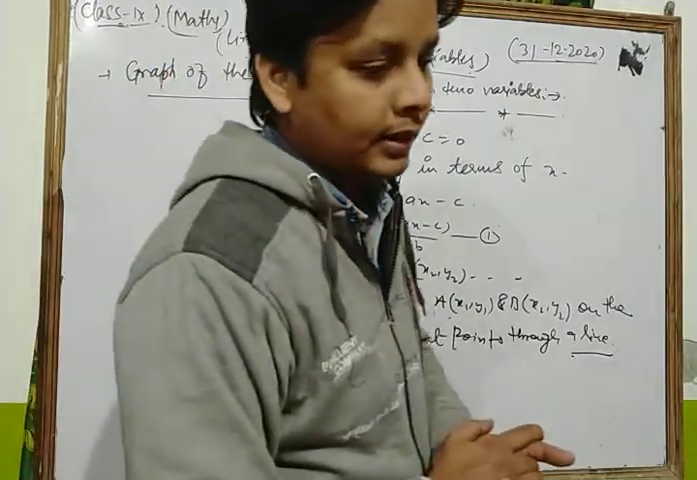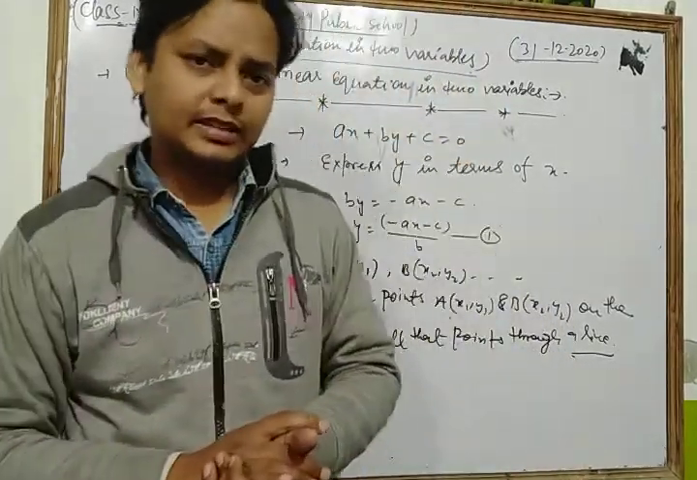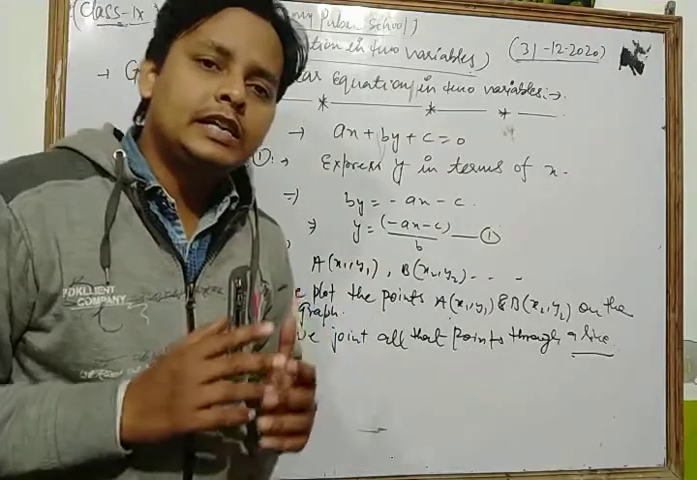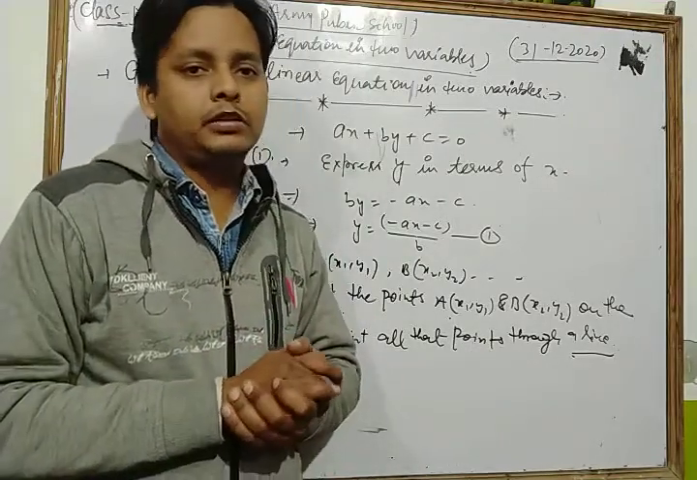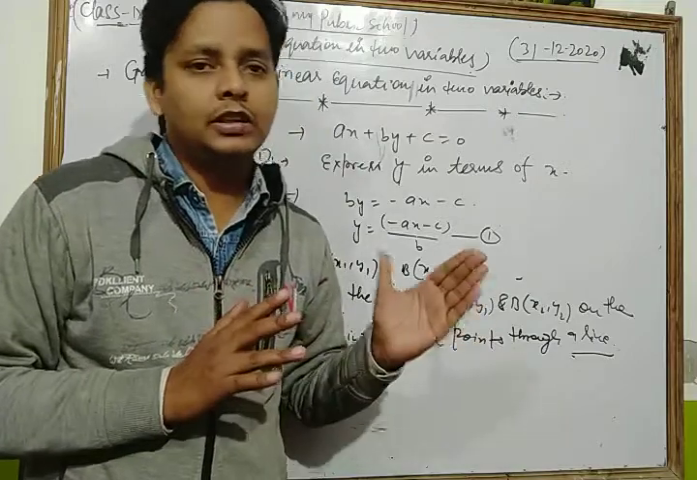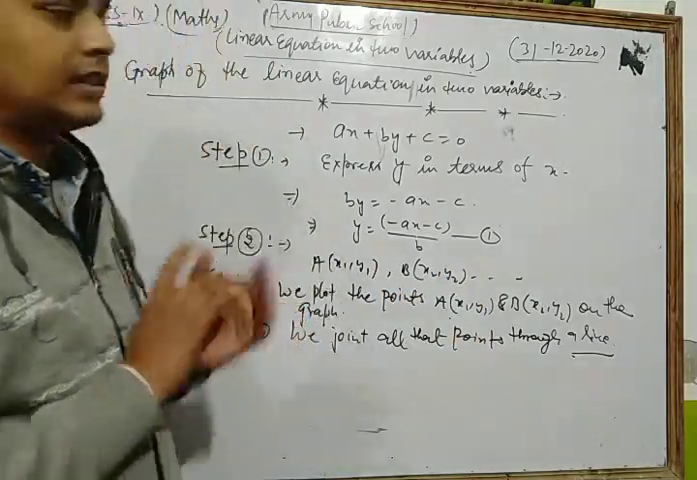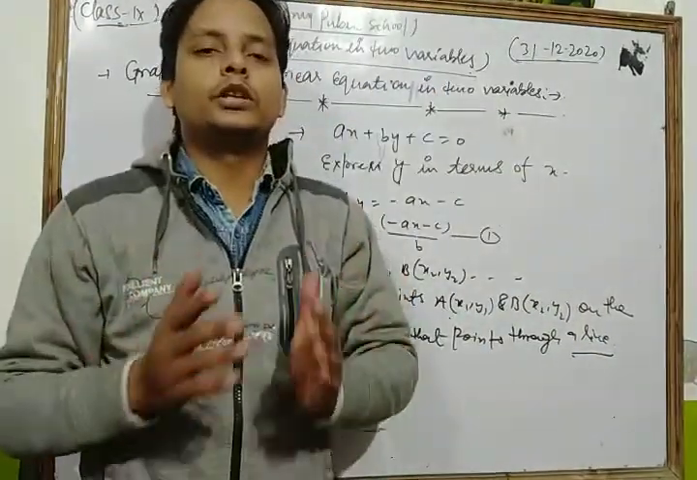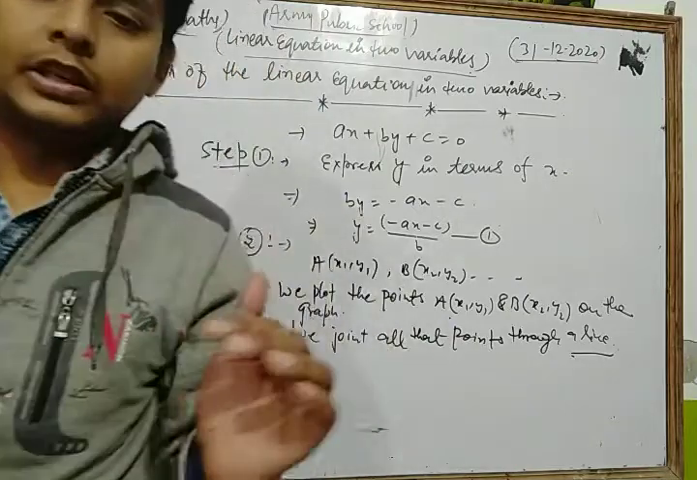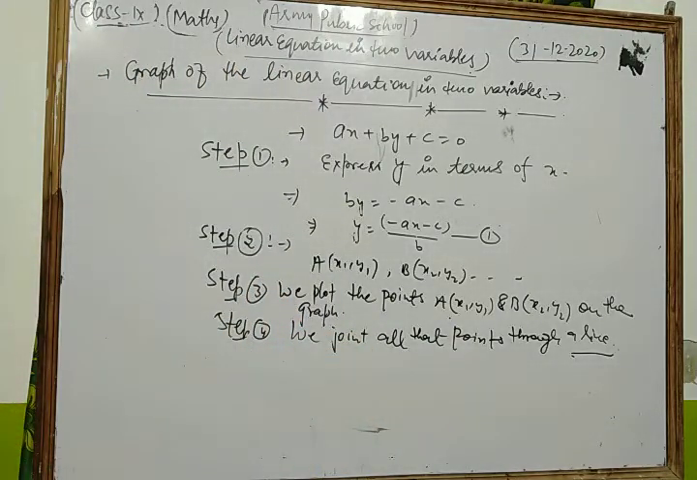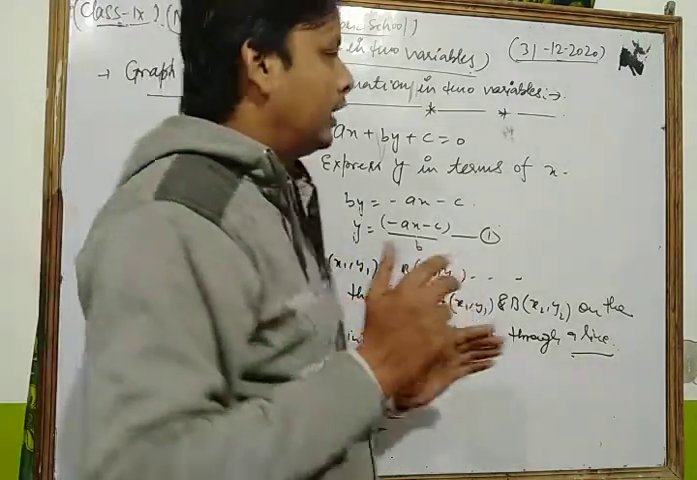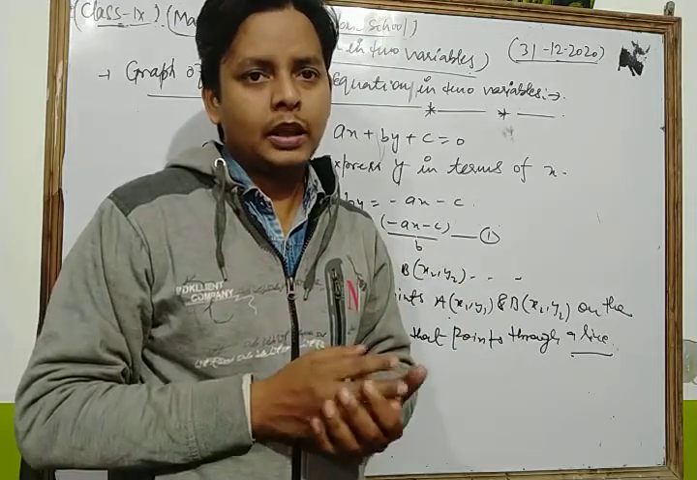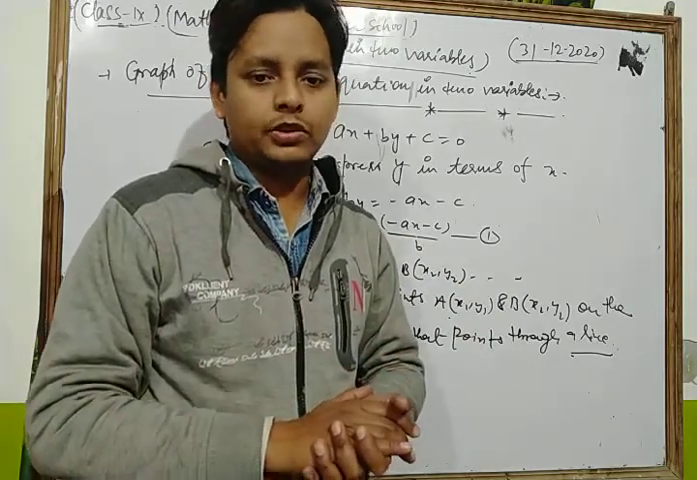Hence, dear students, in this way we can say that the graph of a linear equation in two variables always represents a straight line. So it is clear to everyone, dear students. Now we will take and solve some important questions based on the graph of a linear equation. Let's see, dear students.